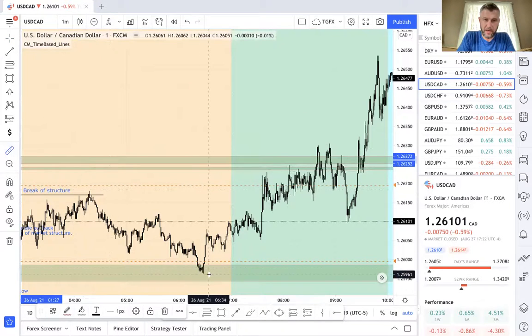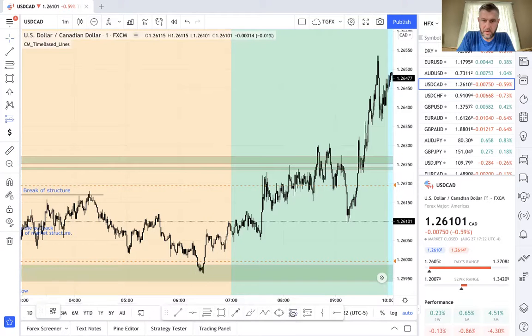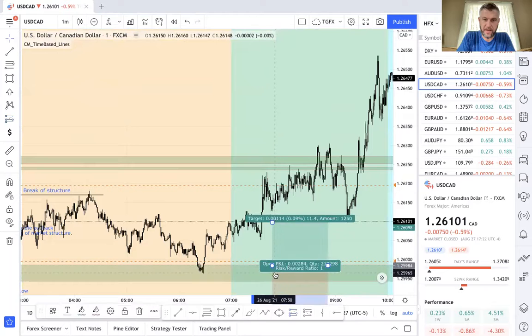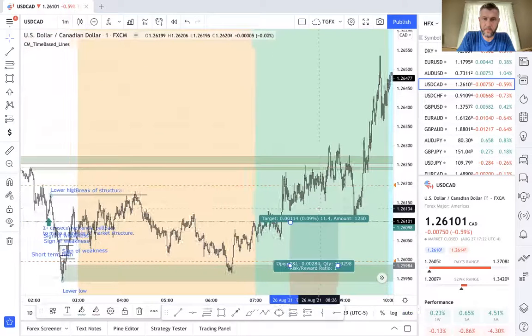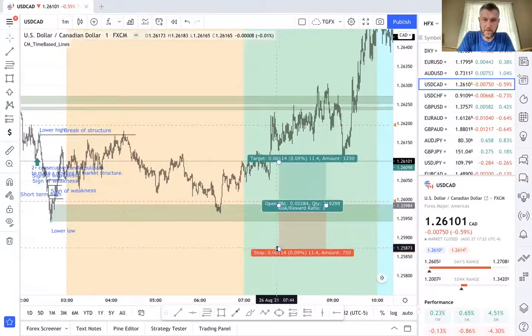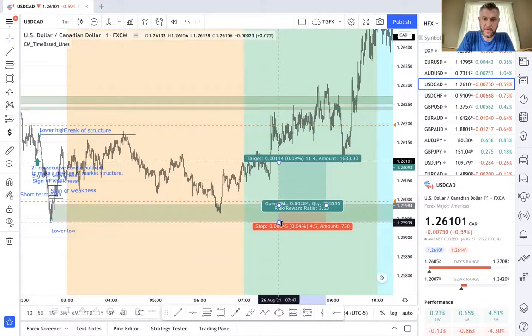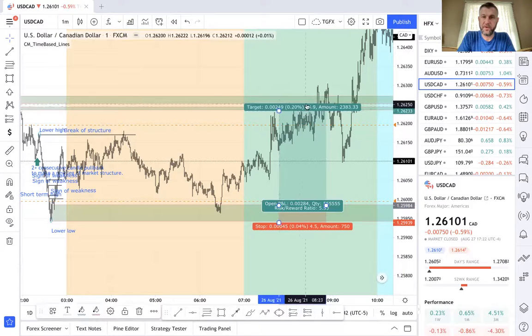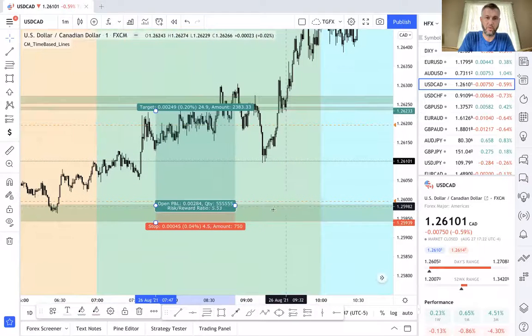But that would have been, how do we do? So we got in about right there. Stop loss would have been here, about 4.5 pips or so. Take profit would have been up here. So basically 25 pips. So you just caught about a 1 to 5.5 risk to reward trade. So you got your 4.5 pip stop loss, your 25 basically pips of profit.